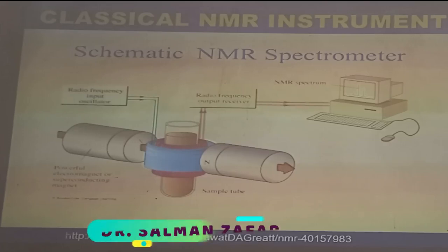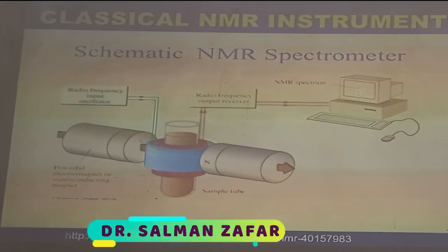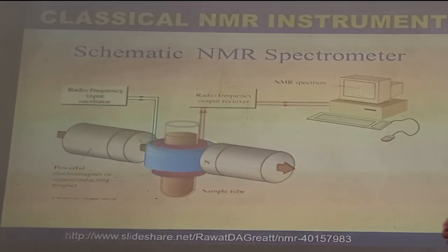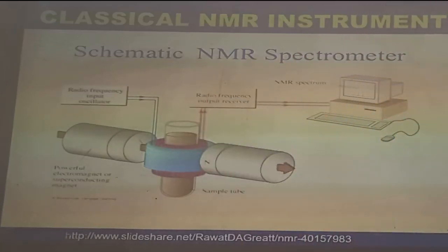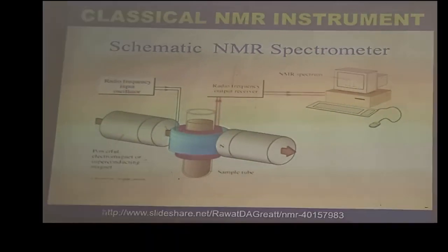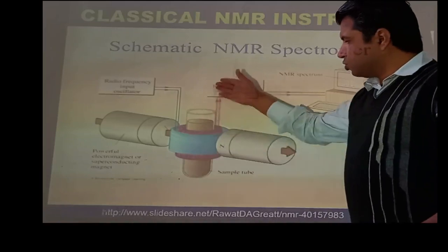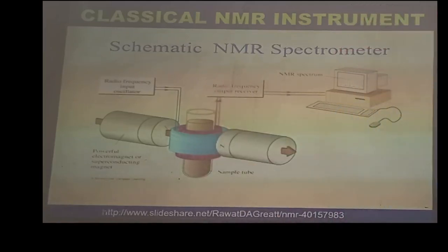So last time we talked about the NMR instrument briefly. This is a schematic diagram of the NMR spectrophotometer, and you can see the different components. So here we have the magnet that we have been talking about, that provides a magnetic field to your sample. This is your sample tube, in which your sample is present in the form of a solution.